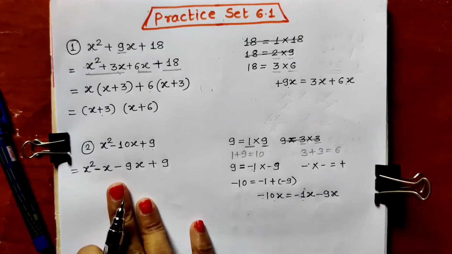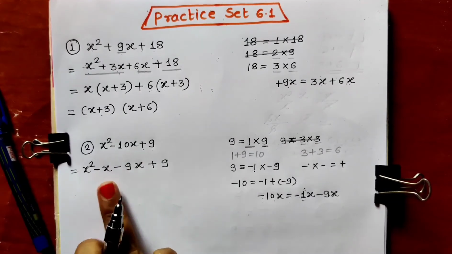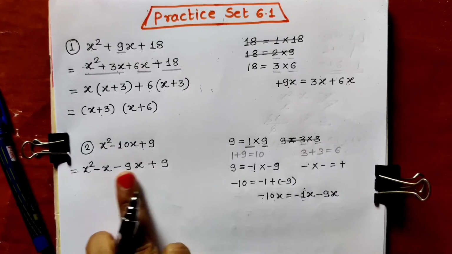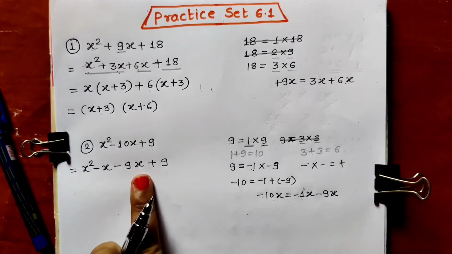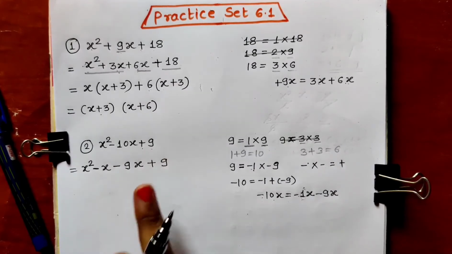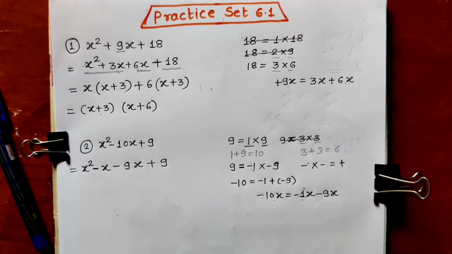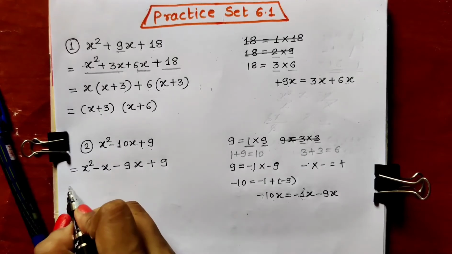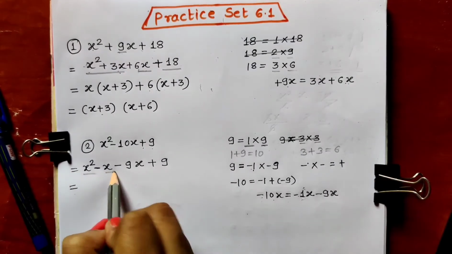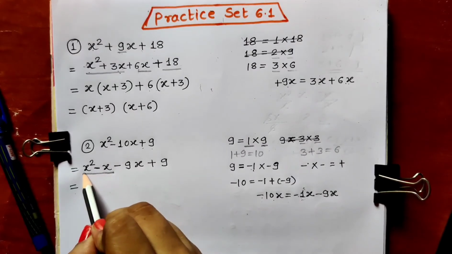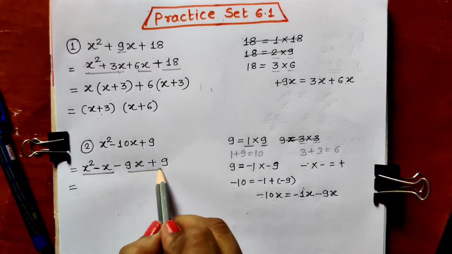In this way we have to split this middle term into two terms so that the answer of these two terms should be the middle term. And while splitting we have to find the proper factors, two factors of the constant term. Now what we have to do? We have to take out common from the first and second term, and then from the third and fourth term.